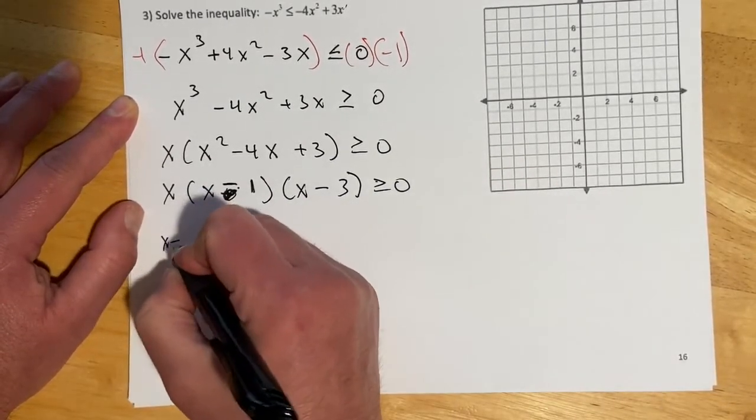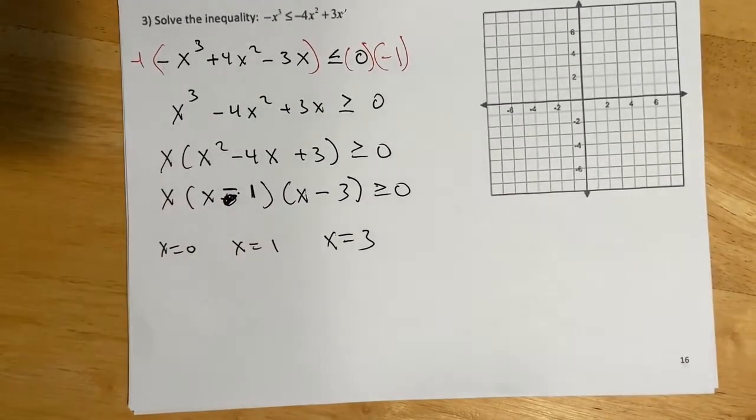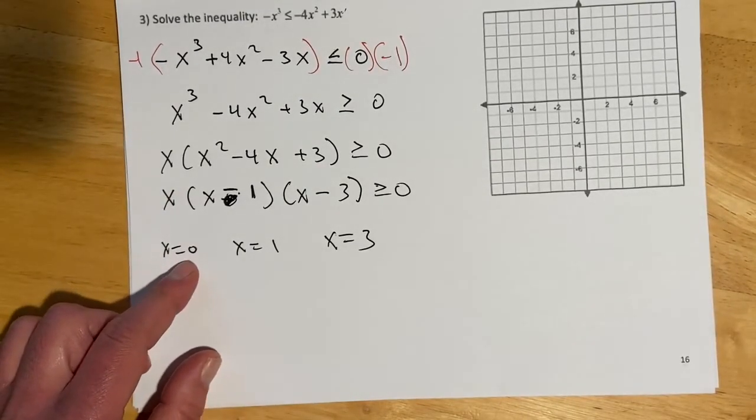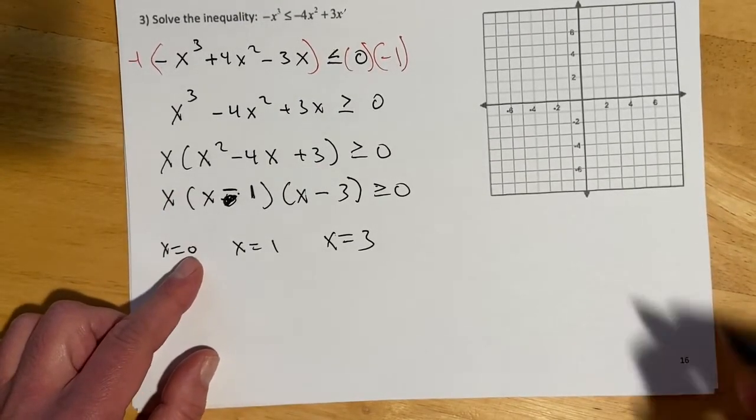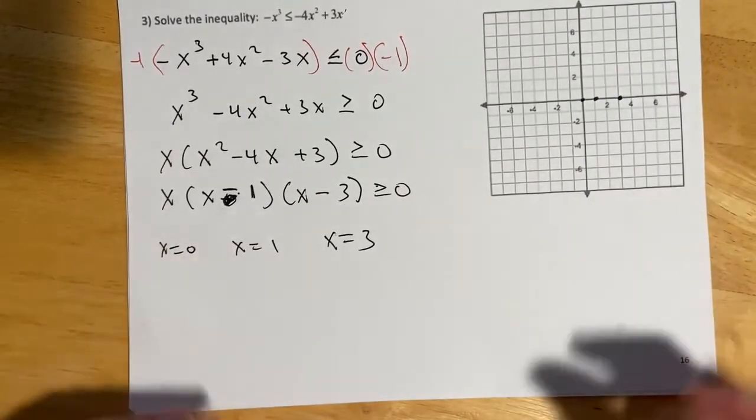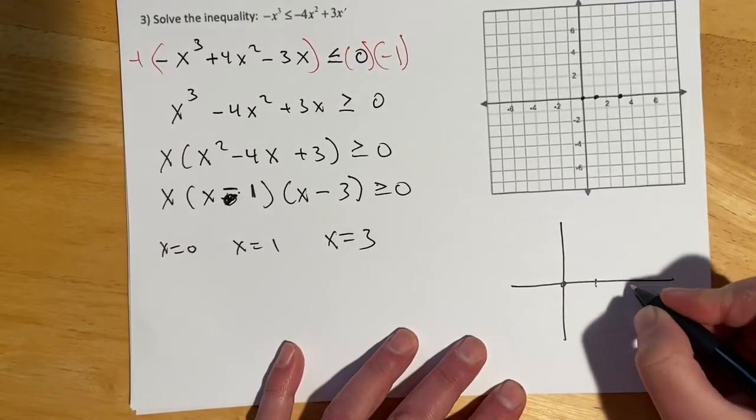And so my zeros are x equals 0, x equals 1, and x equals 3. So for this, I want to have, let's see, here, here, and here. I could have made this come out a little bit farther. Actually, I'm just going to come down here. And so I'm just going to make myself a little bit bigger picture.